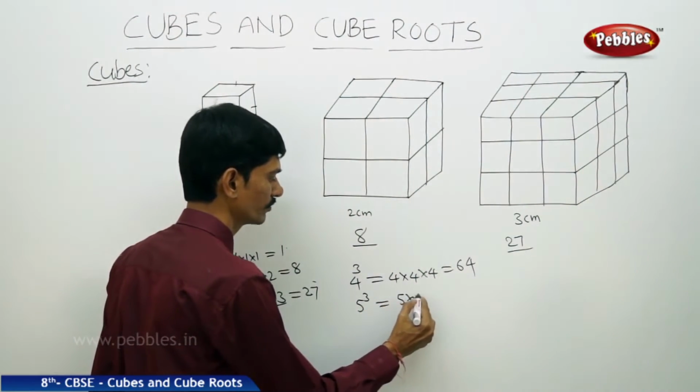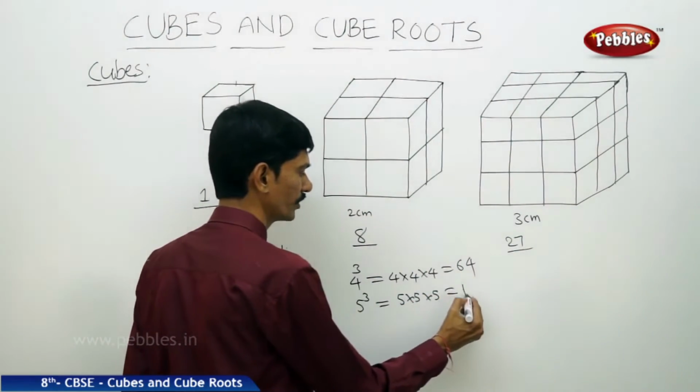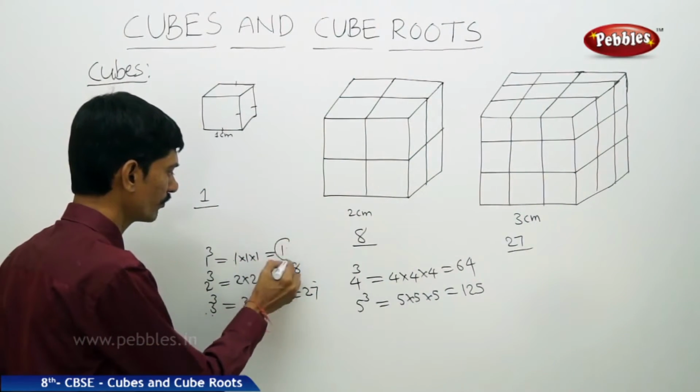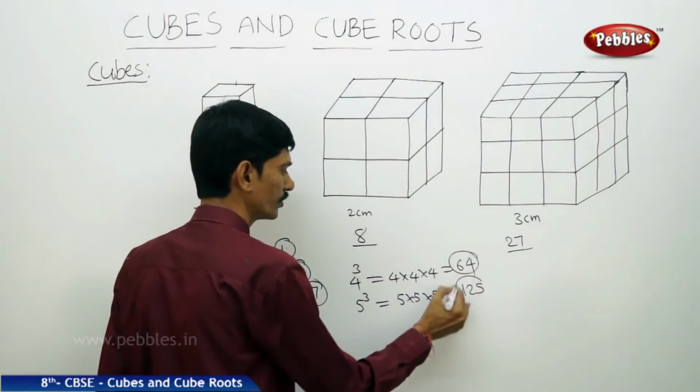So 5 into 5 equals 25, and 25 into 5 is 125. So the cube of 5 is 125. And what about 1, 8, 27, 64, and 125?